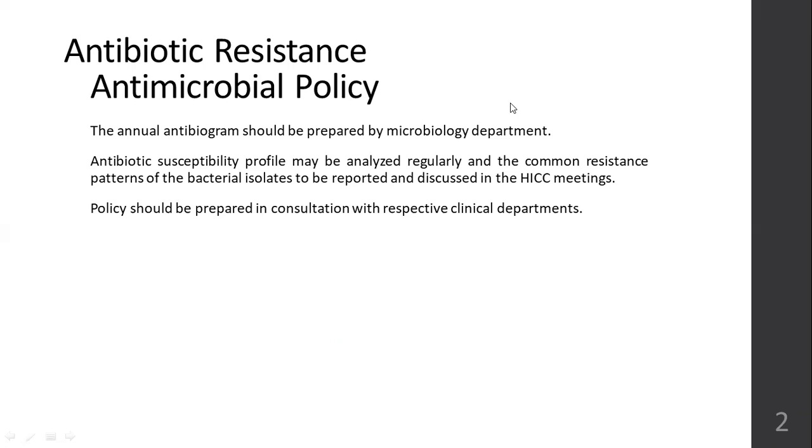So the antibiotic susceptibility profile may also be analyzed regularly, and the common resistance patterns seen in a hospital of specific bacterial isolates should also be reported. So the hospital should know which particular bacteria is causing the major infections, the hospital acquired infections, which is the most common causative agent causing these infections. So this report has to be submitted to the hospital infection control meetings.